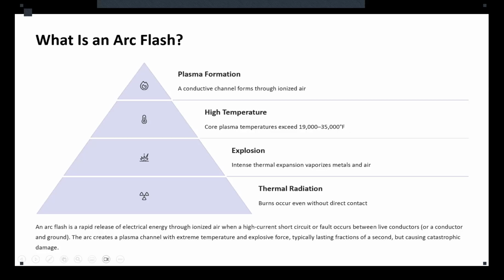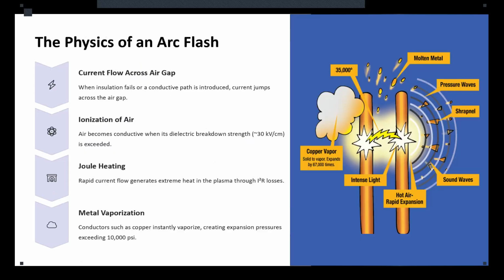Okay, now that we described what an arc flash is, we need to go a little bit deeper into the physics driving it. Understanding the cause and effect chain behind an arc flash is not just going to help us calculate the risk, but also design the systems that disrupt the chain before it completes. Okay, so let's walk through the four key physical stages of an arc flash event.